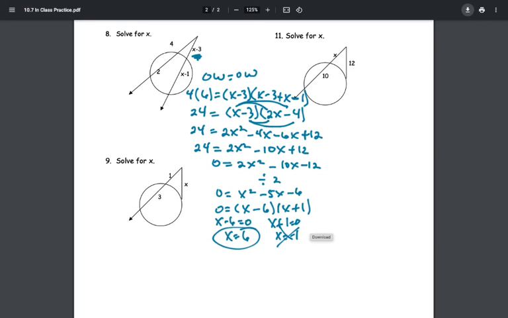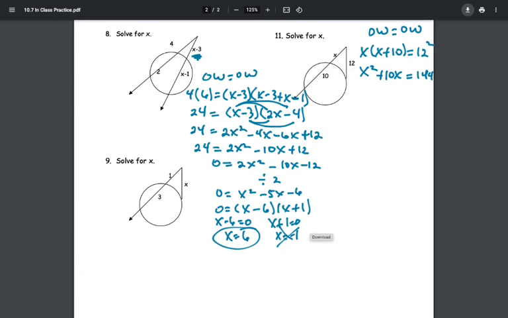So on number 11, we have outside times whole equals outside times whole. So we'll do x times x plus 10 equals 12 times 12. Again, I end up writing outside, sorry. X times x plus 10 equals 12. I'm just going to say 12 squared. It's going to be, again, outside times whole equals outside times whole. So that gives me x squared plus 10x equals 144.